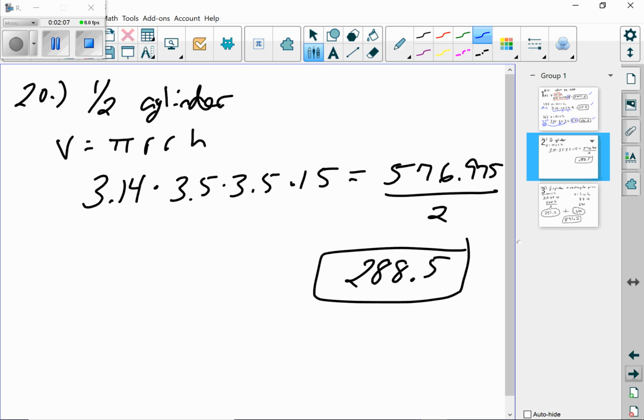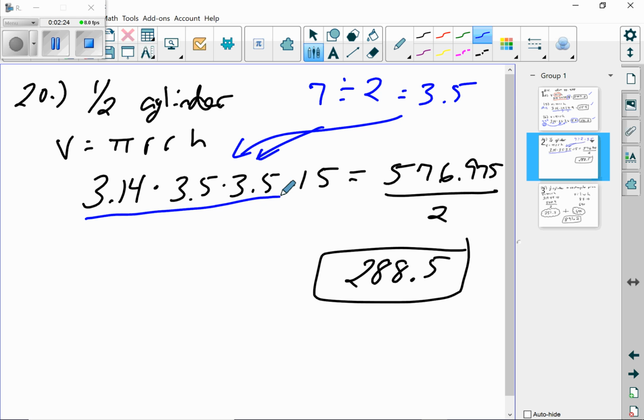It's half of a cylinder, so you have to divide by 2. Work on the whole cylinder first, just divide it by 2 at the end. It says the diameter is 7. We divide that by 2. I get 3.5. That's where the 2 radius numbers that you see here come from. Pi r squared, there's your circle, times the height of the whole thing, so times 15 is the height of it. Again, that's the distance between the 2 circles. Multiply that, I got 576.975. I did not round that. I left it on the calculator and divided it by 2, and I get 288.5 rounded to the nearest tenth.